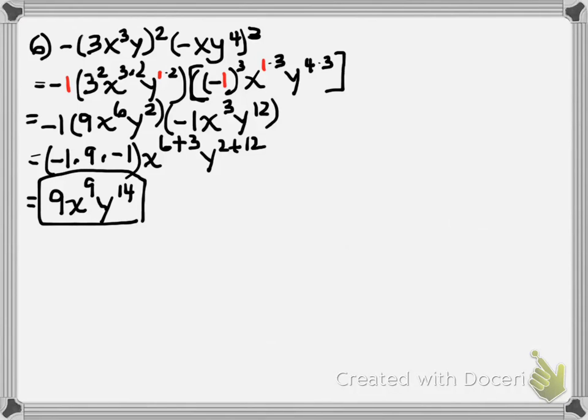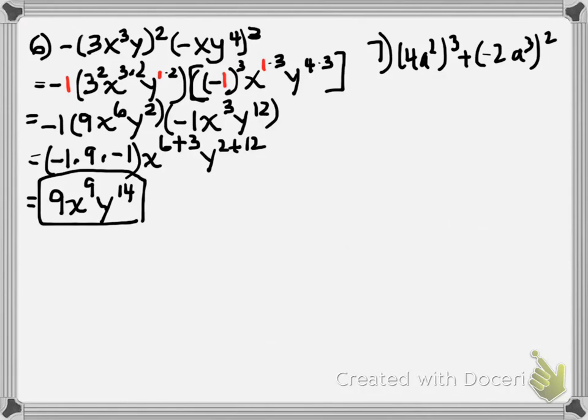Alright, let's do another one. I think I can get them in over here. This one we have the quantity 4a squared. We want to cube that, and then we're going to try to add that to negative 2a cubed, squared.